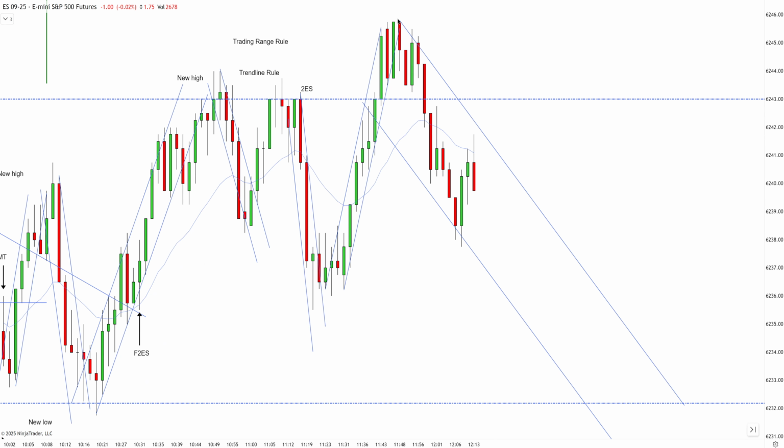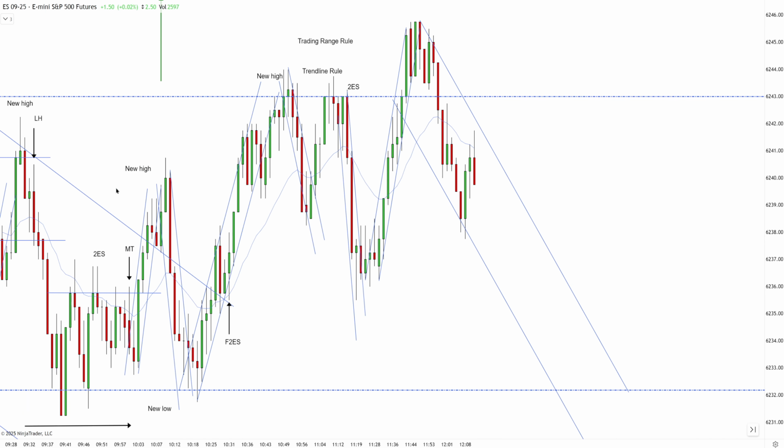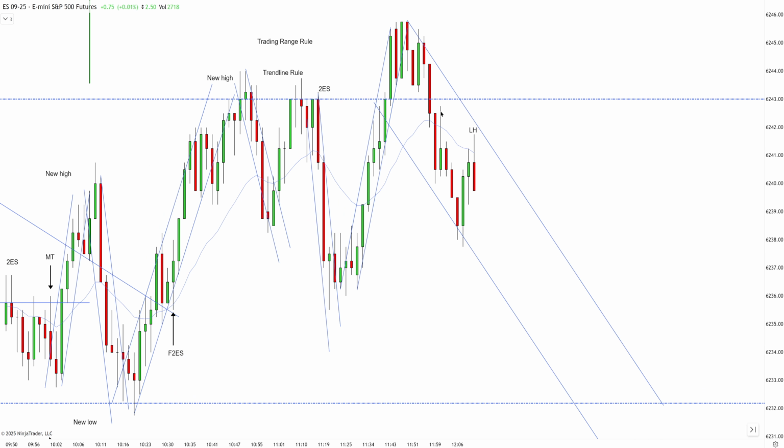We have a new high count reset. First entry long, failed, pull back. Second entry long right here, failed. And now this is technically a lower high. This is lower high to this failed second entry long.